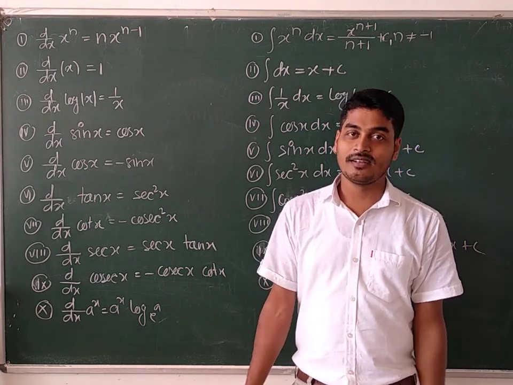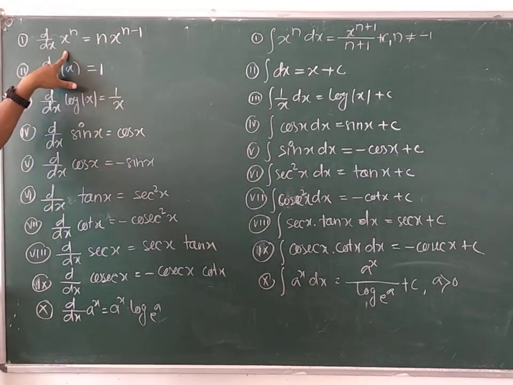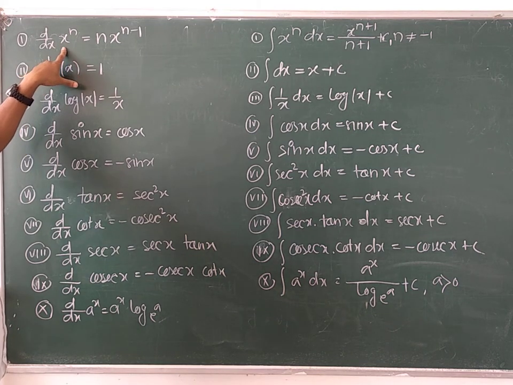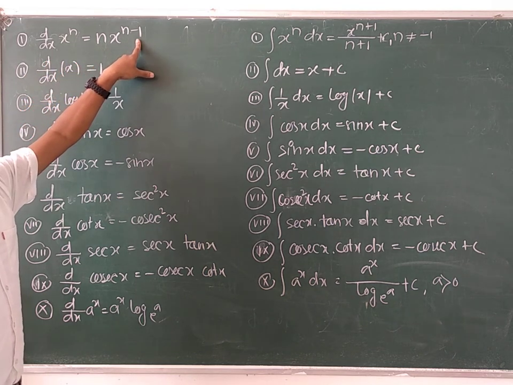Let's start. So first of all, we know that the first formula for differentiation is d/dx of x to the power n. What is the formula for the derivative of x to the power n? It is equal to n into x to the power n minus 1.